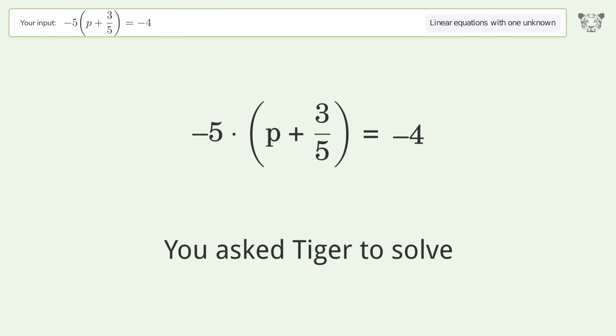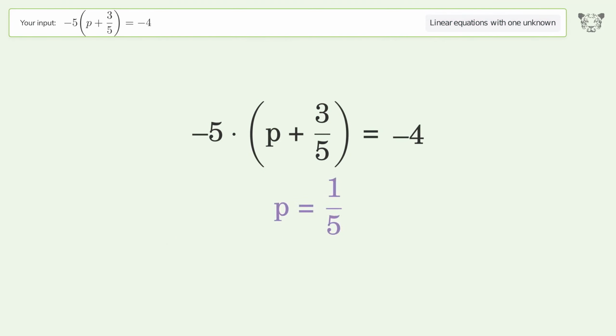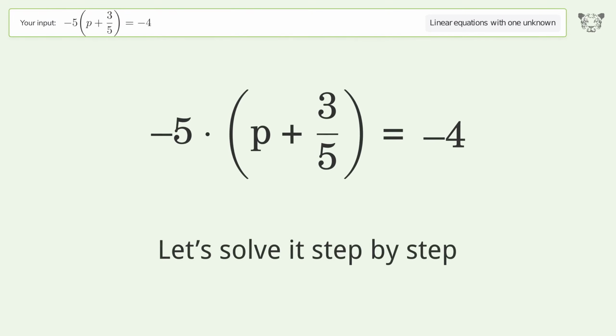You ask Tiger to solve. This deals with linear equations with one unknown. The final result is p equals 1 over 5. Let's solve it step by step.